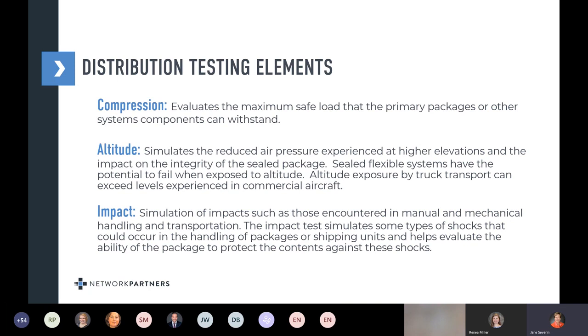Other test elements include compression, altitude, which is applicable to non-porous packaging, and simulates reduced air pressure experienced in higher elevations. It's important to remember that altitude exposure in a truck can exceed that of a commercial flight. And finally, impact testing, which simulates some types of shock that could occur in the handling of packages or shipping units. It's important to note that per ASTM D4169, subpart J, this is only applicable to shipping containers under 275 pounds or 44 ECT.